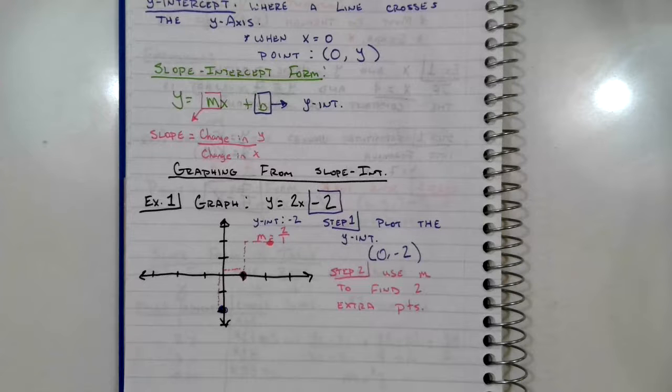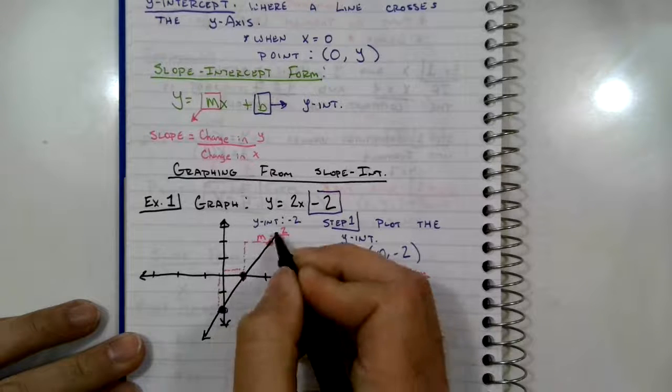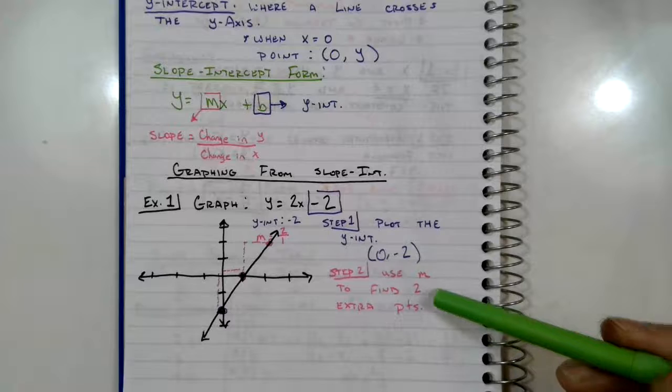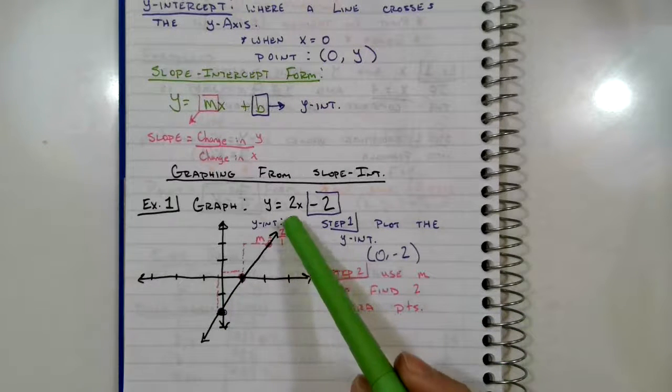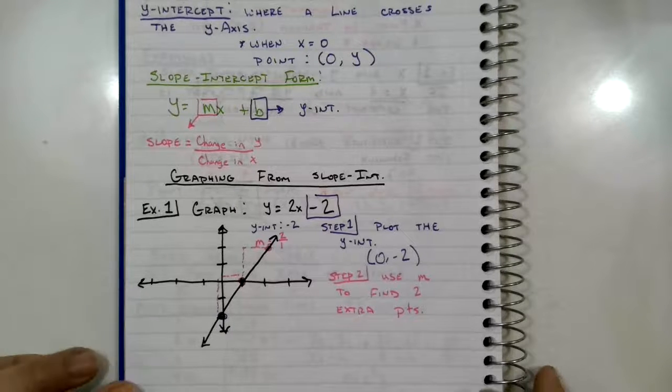So what we do from here is we just draw our line. And there you go. Graphing from slope-intercept form. So plot the y-intercept. We use m to find 2 extra points. And then you're just going to draw your line. So I would label, and that might make it a lot easier for some of you guys to do that. All right, let's look at another example.